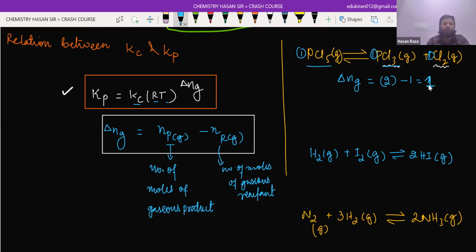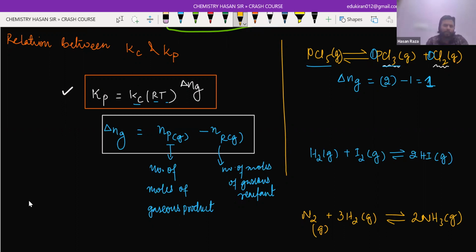Are you getting my point? Yes or no? Can you say again, sir? There is a formula written: delta Ng is equal to number of moles of gaseous product. What is the number of moles of gaseous product? There are two products. You can see this is one because its stoichiometric coefficient is 1. Have you studied mole concept? Yes, sir.